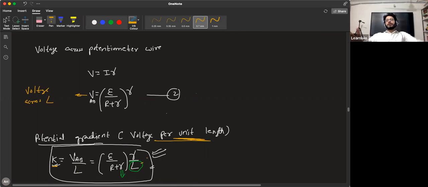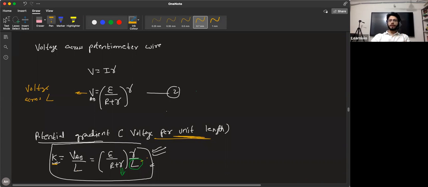The entire working of potentiometer is based on this gradient K. Everything depends upon this gradient K. If you know how to calculate the gradient K, then the rest of the calculation is very, very easy. What should be its unit, Arpit? What should be the SI unit of potential gradient?